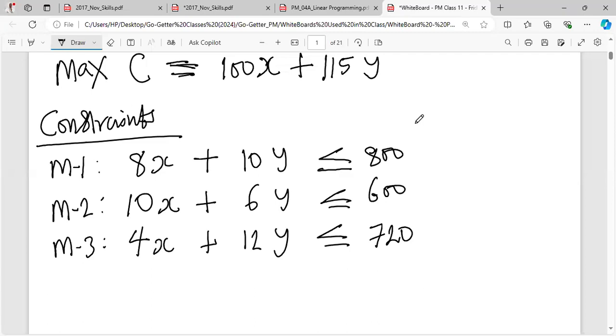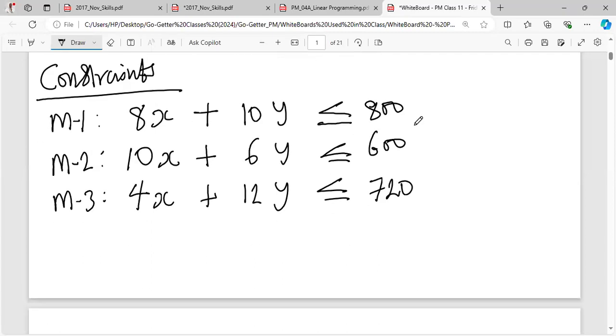And so in that case, x might be 0. Or we may not produce y at all. So in that case, y could be 0. What have we established? We have established that x and y can never be negative. That's one. Secondly, x or y could be 0.